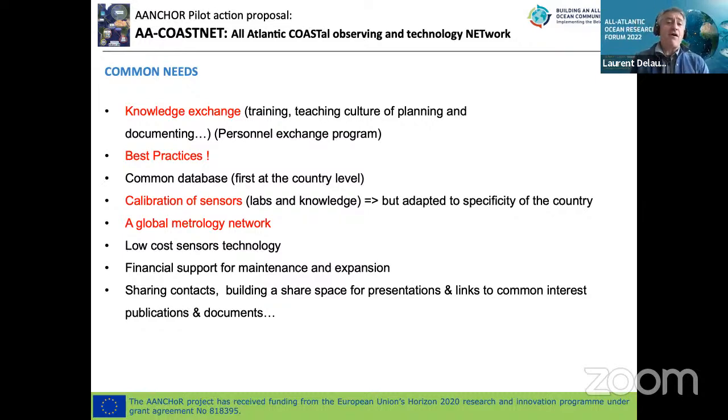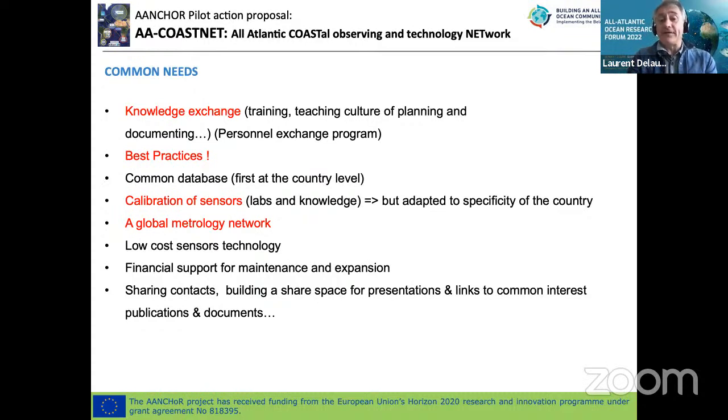At the end of the first side event that happened 1 year ago, we established some common needs. The first one was to have some exchange in terms of knowledge, like training, teaching, cultures of planning and documenting, and as well some personnel exchange program. As well, we discussed exchanging best practices, trying to have a common database, first at the country level, to have some possibilities of calibration of sensors in terms of laboratory and knowledge, but very important, adapted to specificities of each country, to try to go towards a global meteorology network for coastal observations.